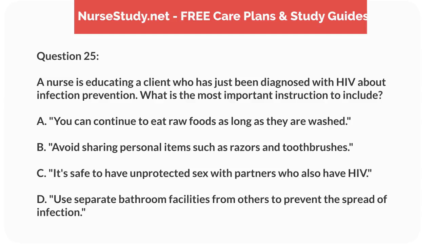Question 25. A nurse is educating a client who has just been diagnosed with HIV about infection prevention. What is the most important instruction to include? A. You can continue to eat raw foods as long as they are washed. B. Avoid sharing personal items such as razors and toothbrushes. C. It's safe to have unprotected sex with partners who also have HIV. D. Use separate bathroom facilities from others to prevent the spread of infection.